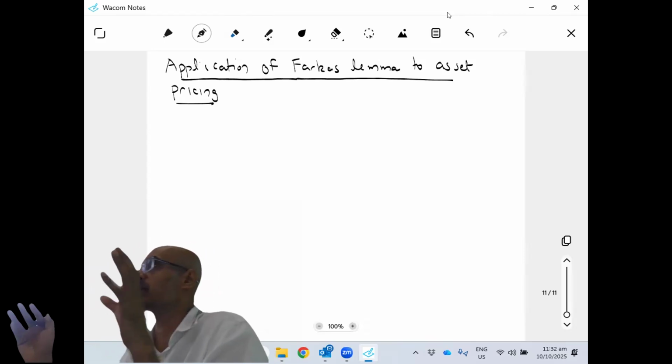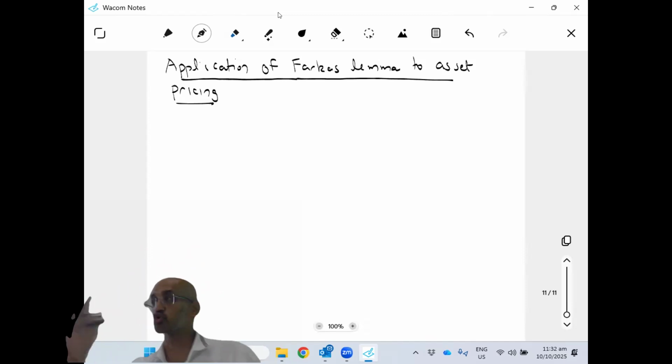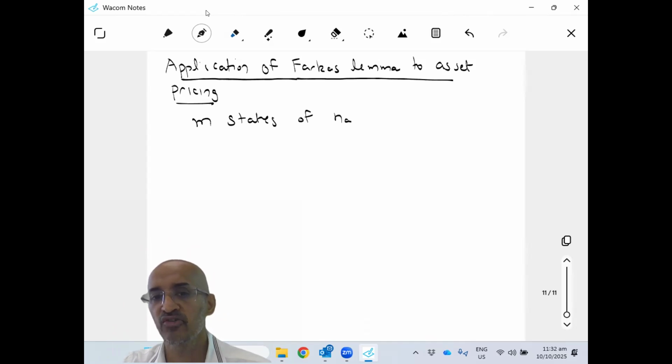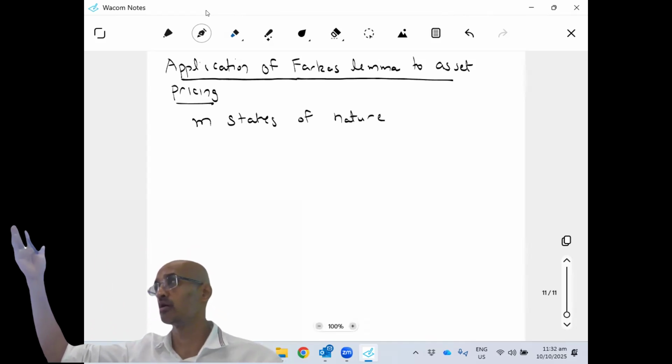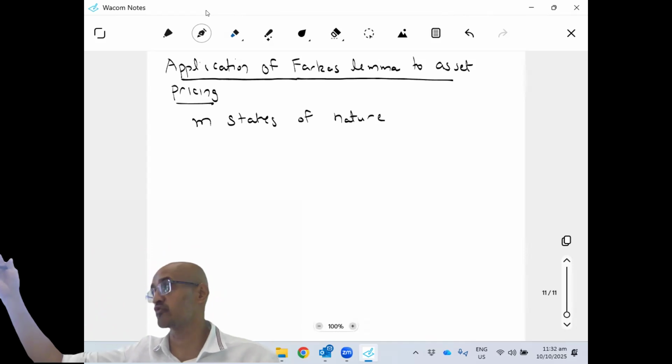And we're going to keep things simple because the goal is to show you an application. So I just want to show you the application. So imagine we are in a financial world where there are basically m states of nature, or m possibilities. Maybe the economy tomorrow will be good, maybe moderate, maybe bad. We don't know. There are m states of nature in the future.